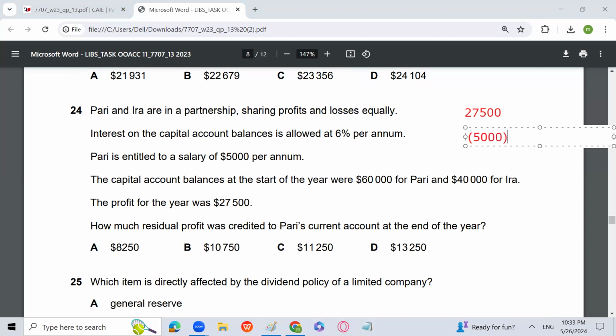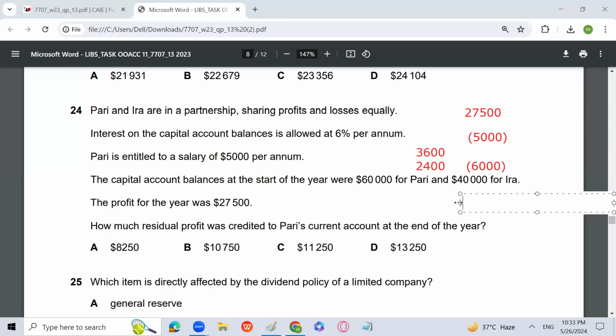Let's subtract it. Interest on capital is 6%. So 60,000 at 6% is 3,600 for Pari, and 40,000 at 6% is 2,400 for Ira. Total interest which needs to be subtracted is going to be 6,000. So 27,500 minus 11,000, you will get the answer of your profit after appropriation. And then you will divide it by 2 to find the residual profit for Pari, because profit and loss are going to be shared equally.